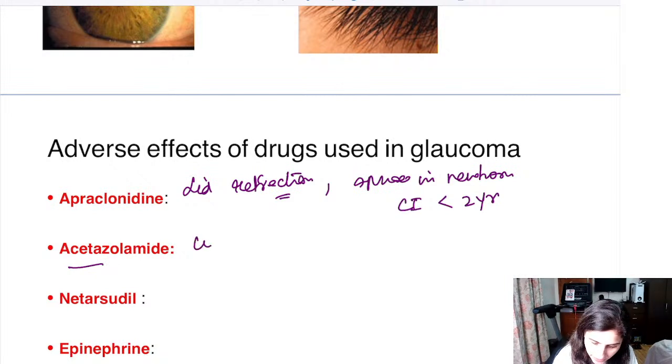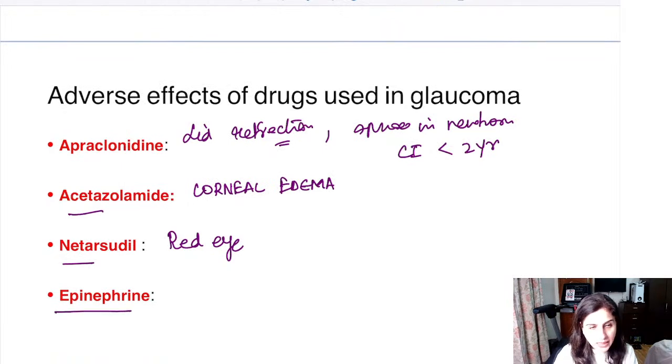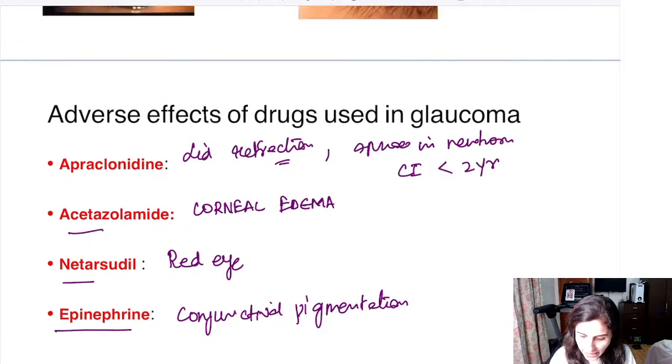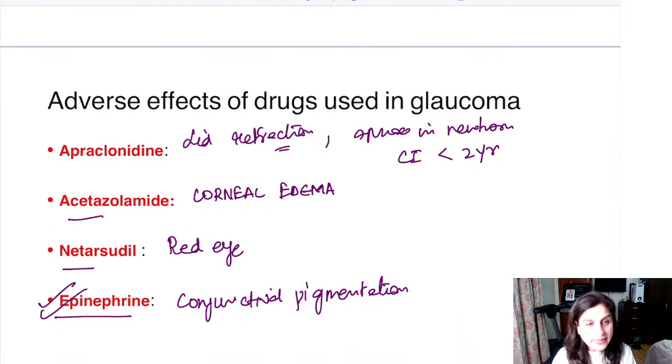Acetazolamide can cause corneal edema. Netarsudil, which is a new drug, Rho kinase inhibitor, can cause redness in the eye or hyperemia of the conjunctiva. Epinephrine, it can cause conjunctival pigmentation. Okay? So iris pigmentation is caused by latanoprost, but the conjunctival pigmentation is caused by epinephrine.